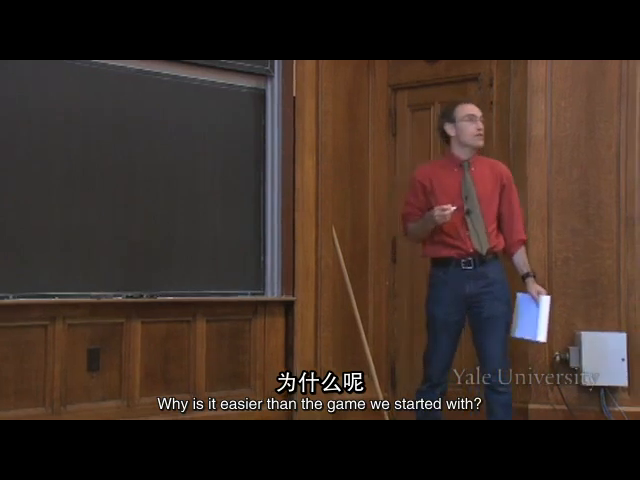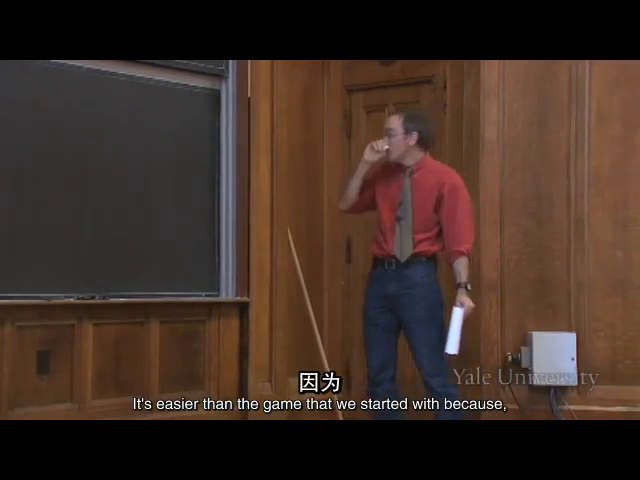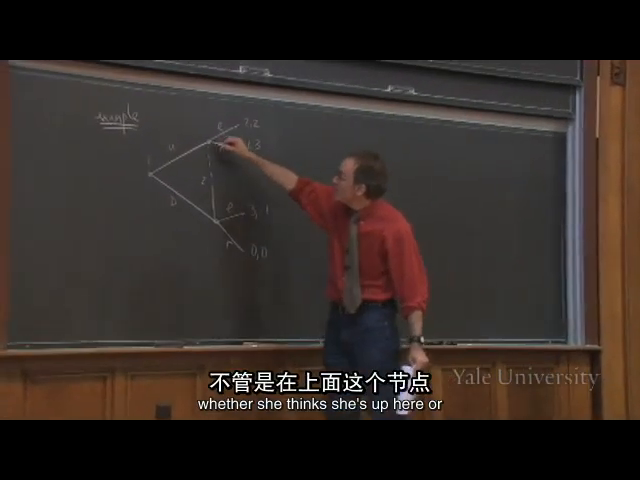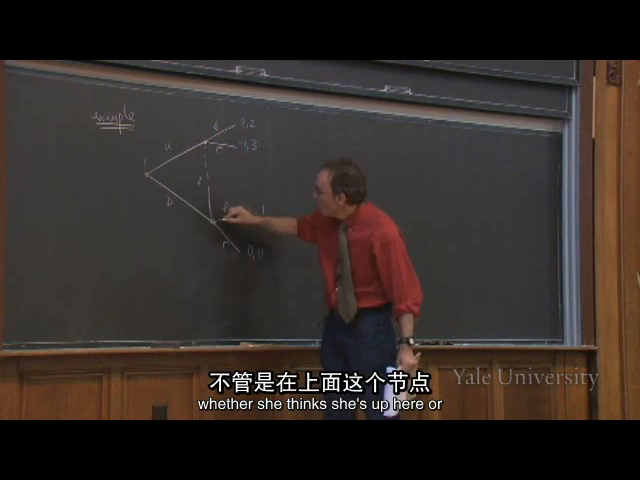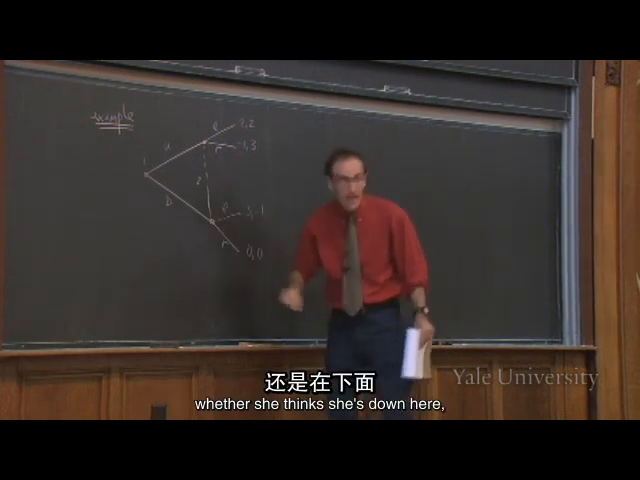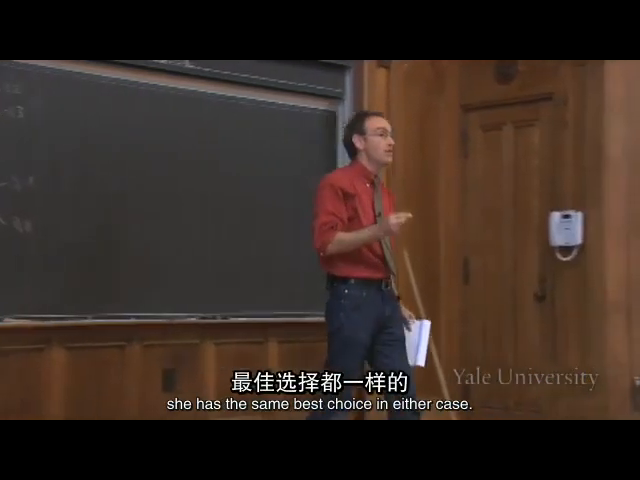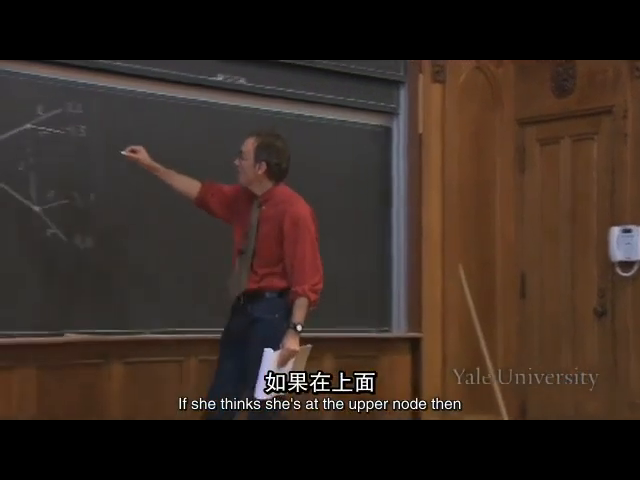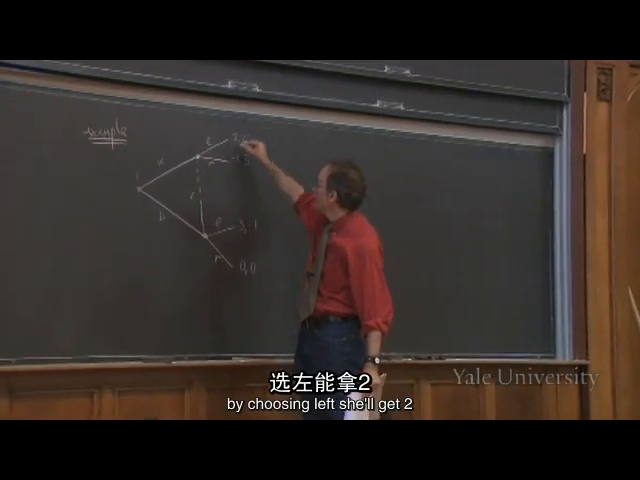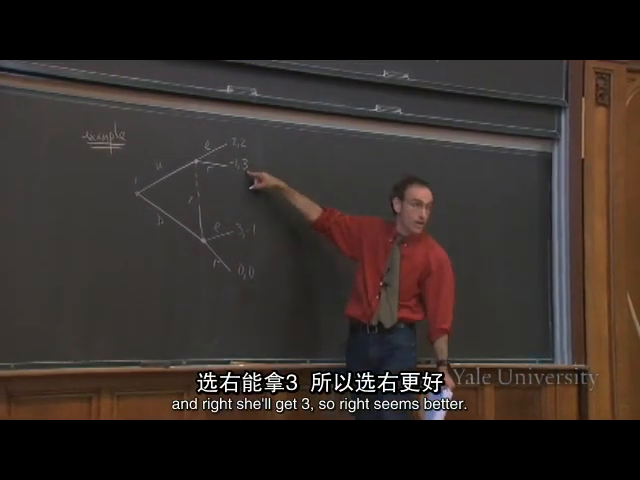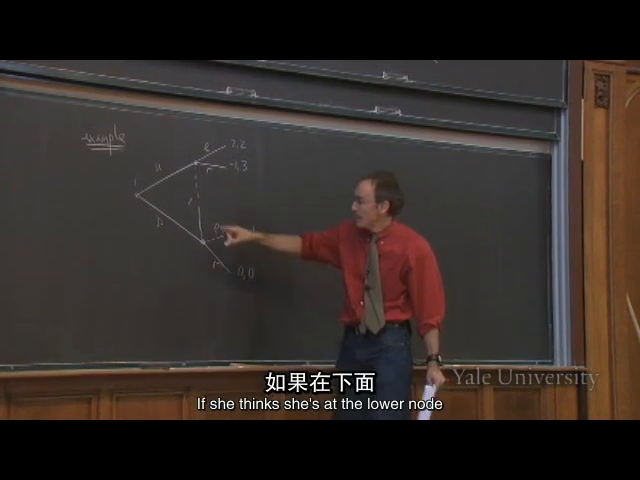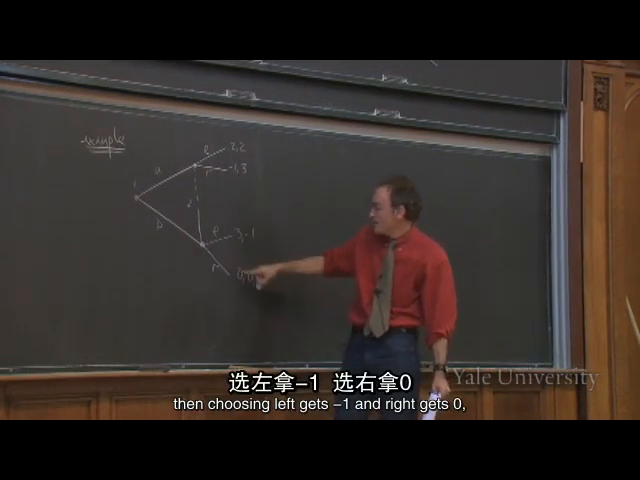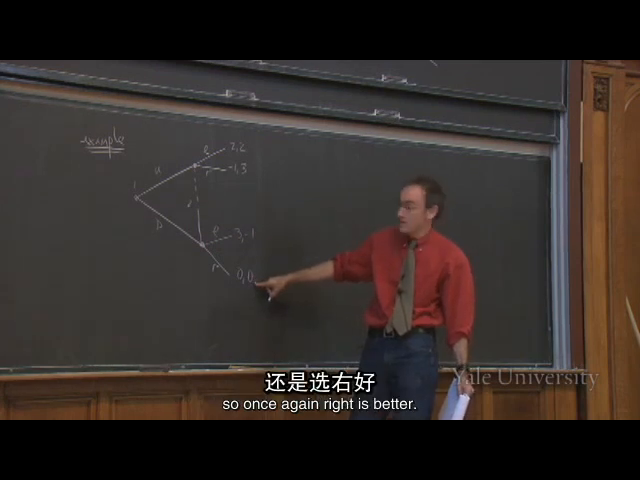Why is it easier than the game we started with? It's easier than the game that we started with because from player 2's point of view, whether she thinks she's up here or whether she thinks she's down here, she has the same best choice in either case. If she thinks she's at the upper node, then by choosing left she'll get 2 and right she'll get 3, so right seems better. If she thinks she's at the lower node, then choosing left gets minus 1 and right gets 0, so once again right is better.